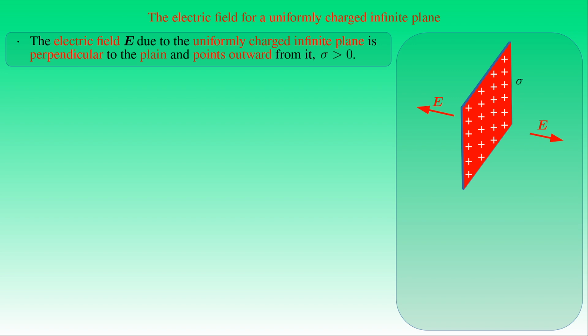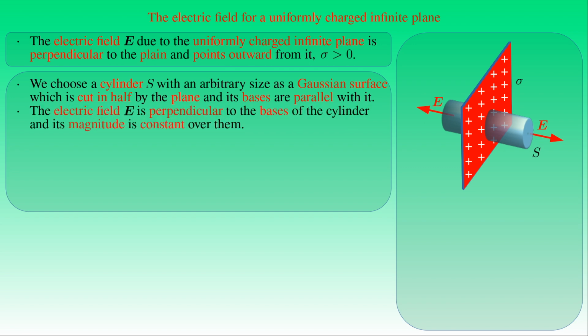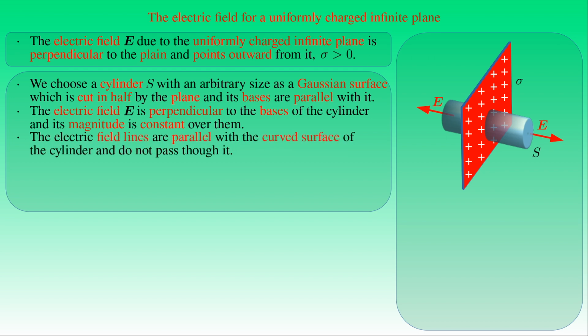We can exploit this symmetry of the field if we choose a cylinder S with an arbitrary size as a Gaussian surface, which is cut in half by the plane and whose bases are parallel with it. Then the electric field due to the uniform surface charge over the plane is perpendicular to the bases of the cylinder, and its magnitude is constant over them. At the same time, the electric field lines are parallel with the curved surface of the cylinder and do not pass through it.